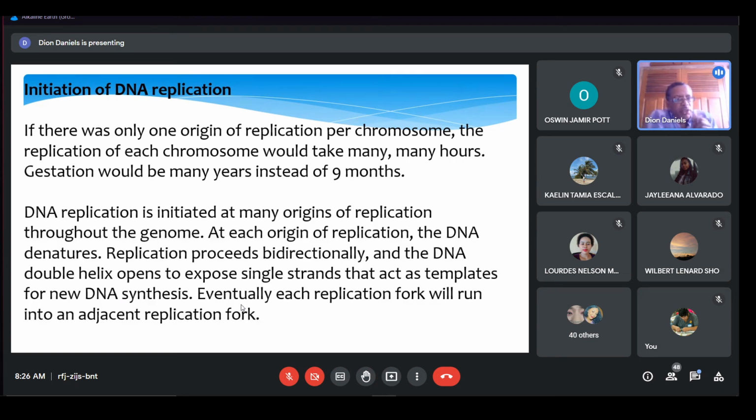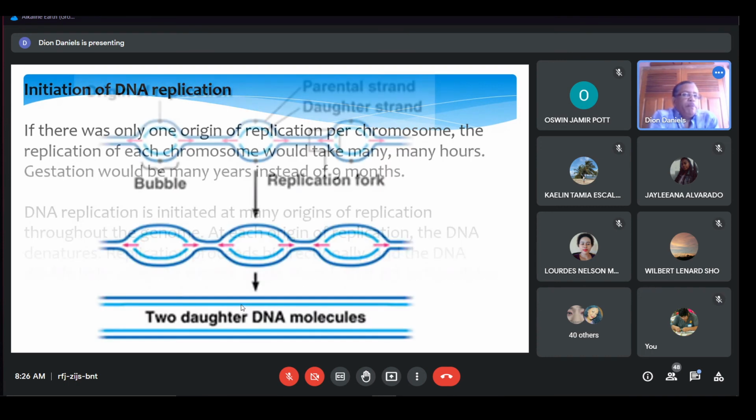DNA replication is initiated at many origins of replication throughout the genome. At each origin of replication, the DNA denatures and replication proceeds bidirectionally in both directions, and the DNA double helix opens to expose single strands that act as templates for new DNA synthesis. Eventually, each replication fork will run into an adjacent replication fork. And that is depicted right here in this diagram.